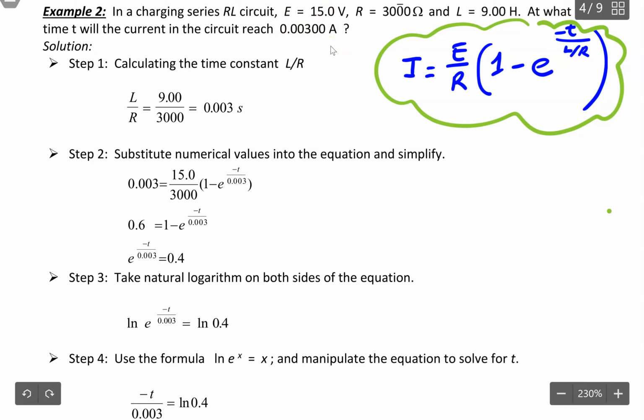So again, step number one is always finding the time constant, and the time constant is L divided by R. So I take 9 divided by 3000. I have 0.003 second. If your calculator is in engineering notation, then you will find that it is equal to 3 millisecond, and it's the same as 0.003 second.